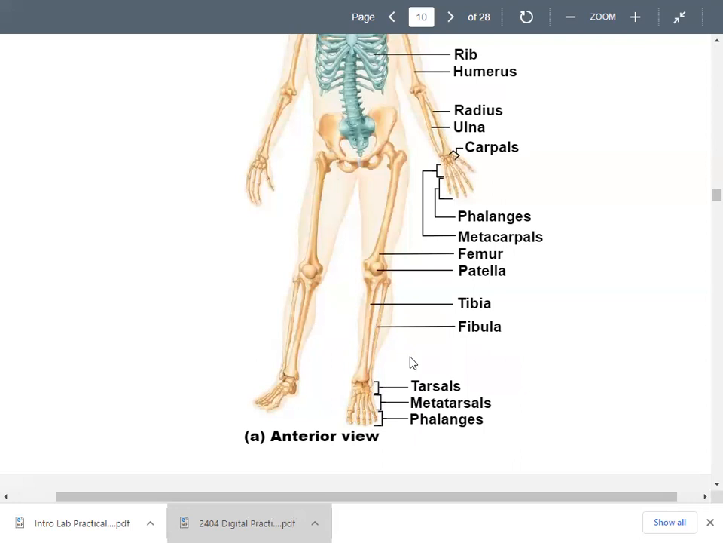But all of this is appendicular. So if I point to this and I say, what part of the skeleton is this in? You'd say appendicular. A point here, you'd say appendicular. A point here, and here, that's still appendicular. That's not the vertebral column. So if I point here, then that's axial. Okay. Very good.